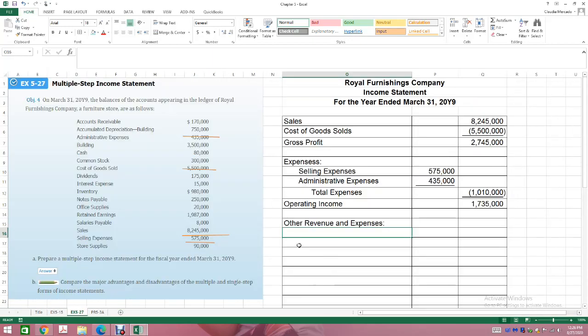Okay. So accounts receivable goes on my balance sheet. Accumulated depreciation goes on my balance sheet. Building goes on my balance sheet. Cash on my balance sheet. Common stock, my retained earnings, dividends. Here we have an expense. I'm looking for all of my revenue and expense accounts, and I want to make sure that I include them all. So interest expense is an expense that we didn't account for up here, so I have to include that under other.